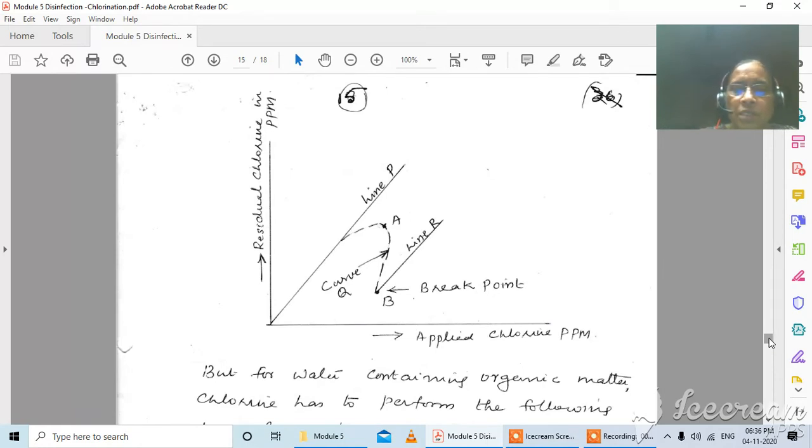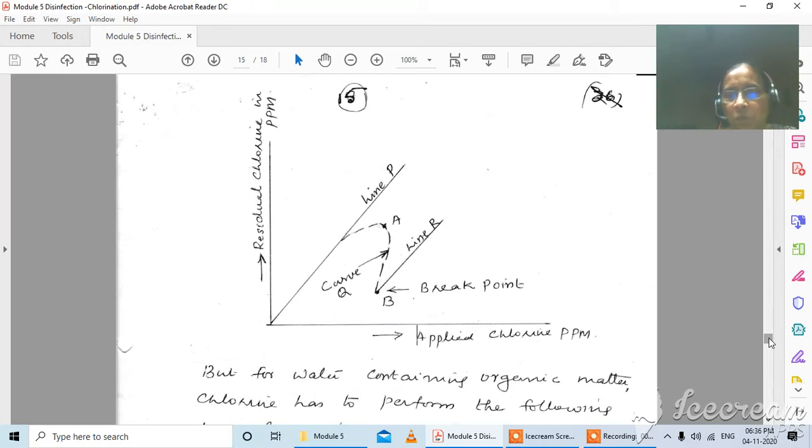So here in this figure you can see that the x-axis is applied chlorine in ppm, that is the chlorine dose, and the y-axis is the residual chlorine in ppm. So the first case, that means your water is very pure, and when we add chlorine, there is no chlorine demand, or chlorine demand is 0. So in that case what will happen? Whatever chlorine is added, it will come out as residual chlorine.